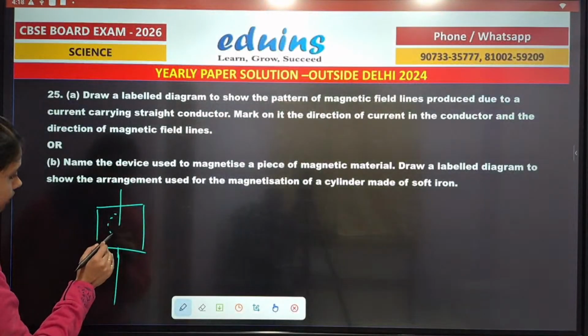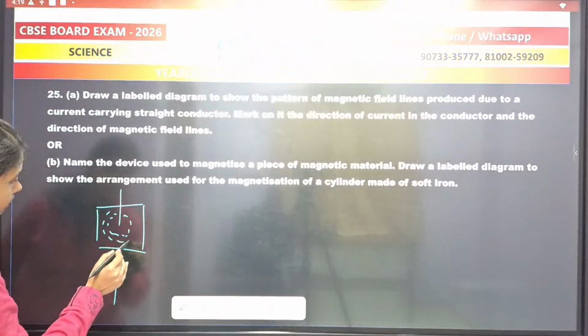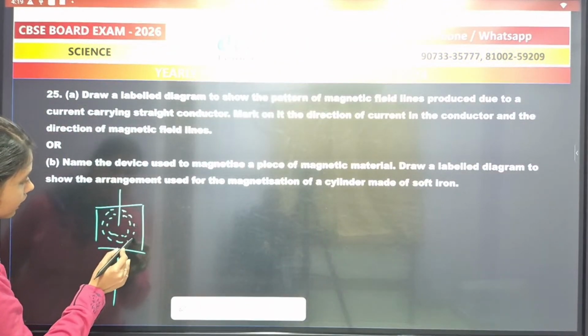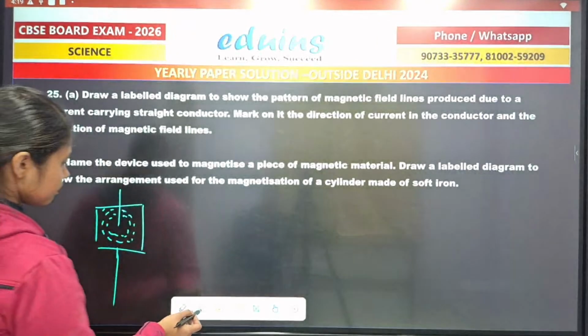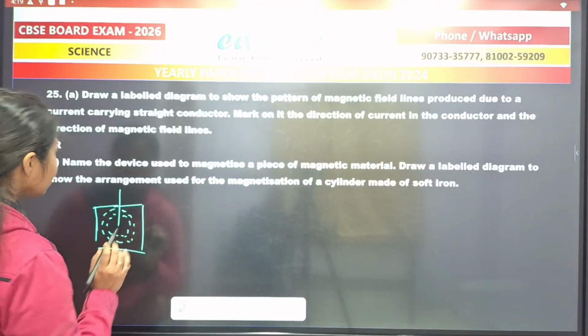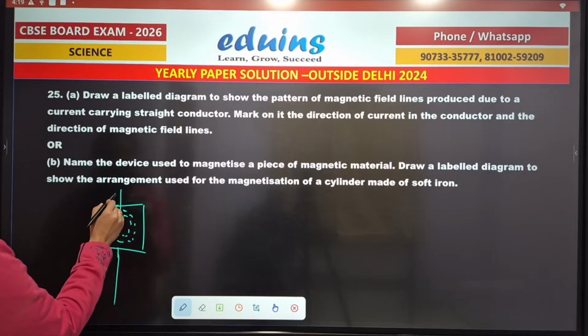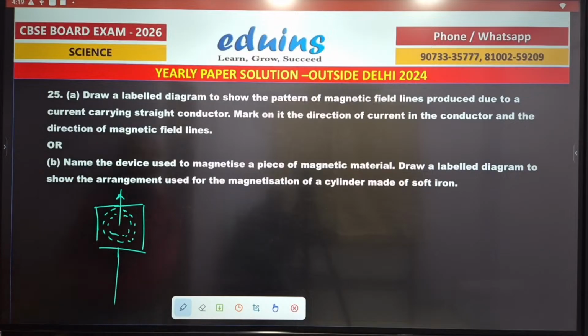So, this is the magnetic field, and it shows the pattern of magnetic field lines produced due to a current carrying straight wire. So, this is the current carrying straight conductor, the wire that conducts current. Mark the direction of current in the conductor and the direction of magnetic field lines. So, this is the question from electromagnetism.